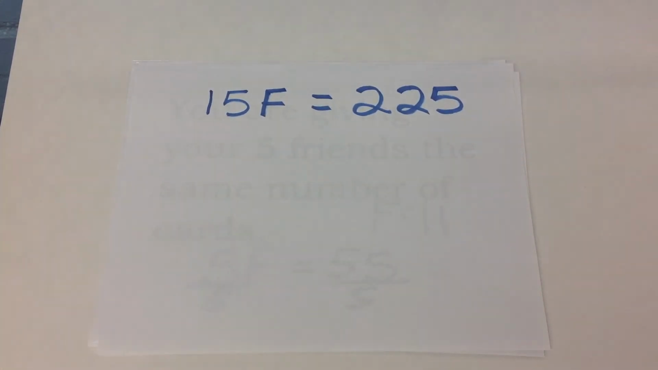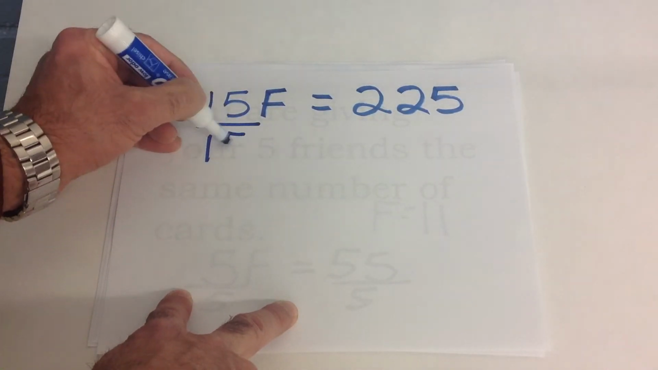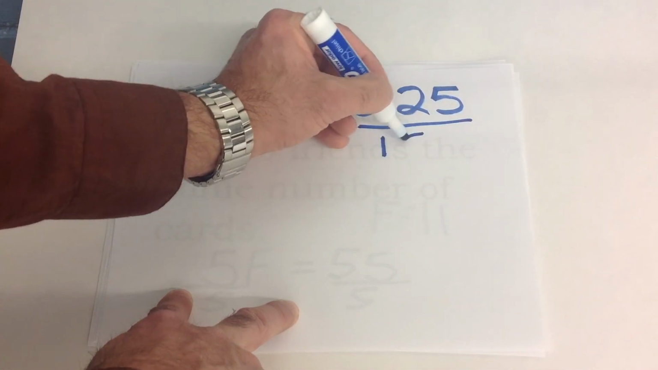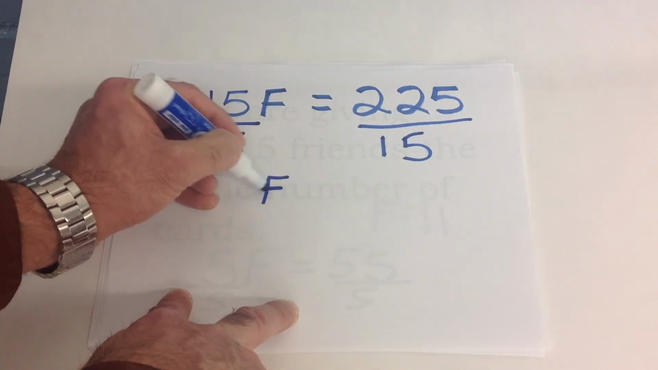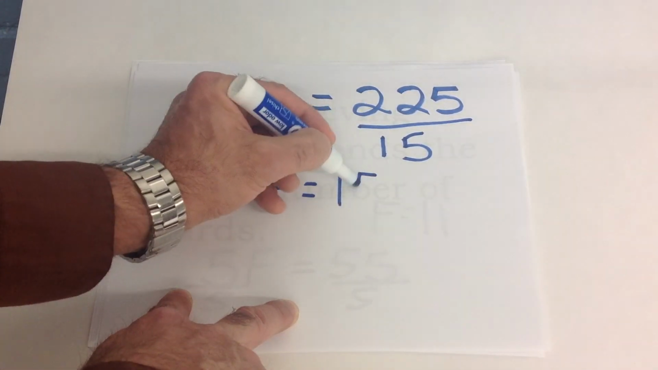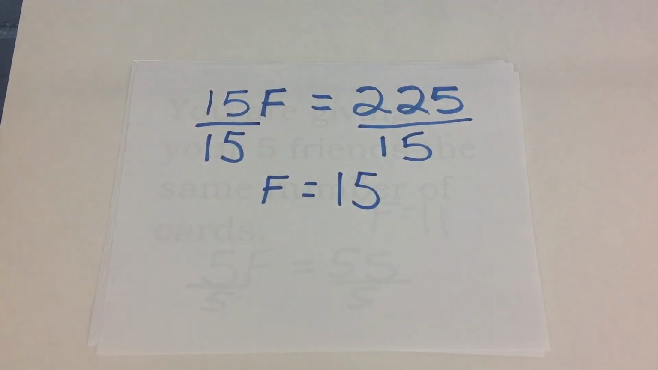What would you do with a question like this? This is a multiplication equation, right? Divide out the 15. Whatever you do to one side, do to the other. And F here equals 15. Good job.